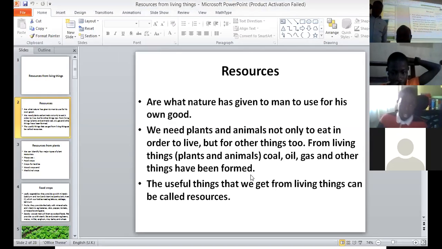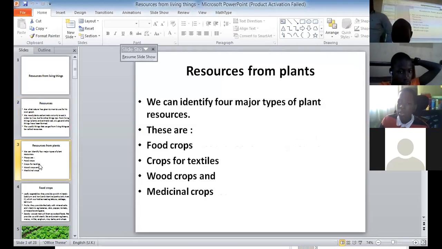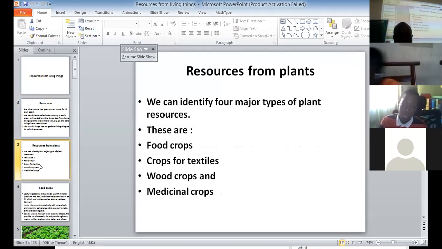Our friends are saying we should change this slide. Okay, thank you. Resources from plants are identified. We can identify four major types of plant resources. These are food crops, crops for textiles, wood crops, and medicinal crops.